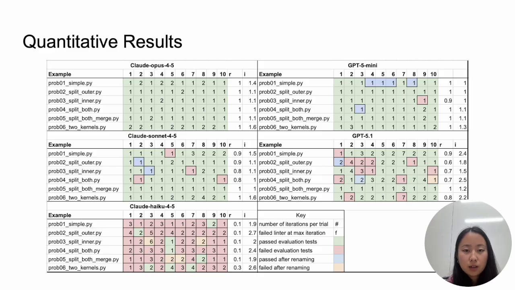One can conclude that Claude Opus 4.5 outperformed the other models with the lowest number of iterations and highest pass rate. Haiku 4.5, on the other hand, significantly underperforms its Claude counterparts. GPT-5 Mini also seems to perform better than GPT 5.1, which is interesting because 5.1 is advertised to be OpenAI's best model for coding.